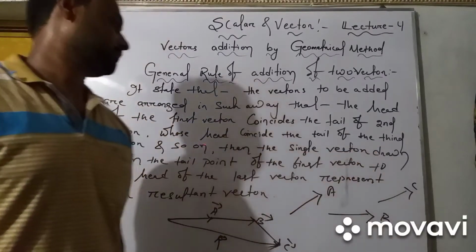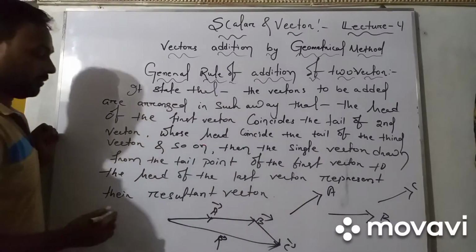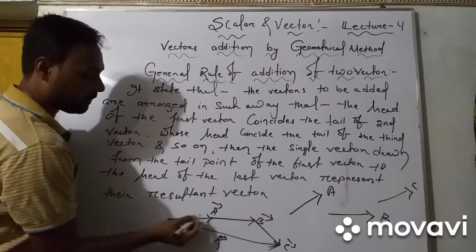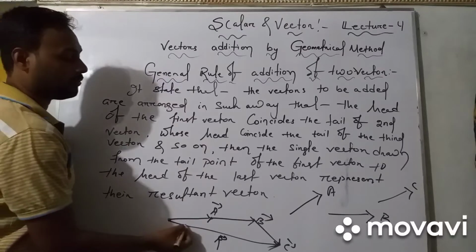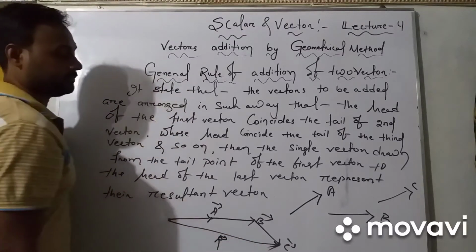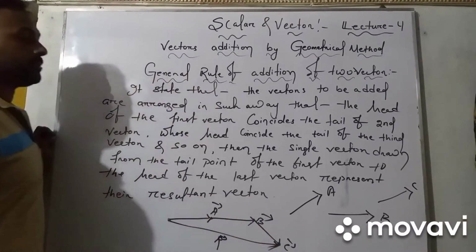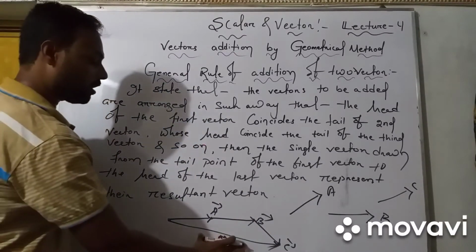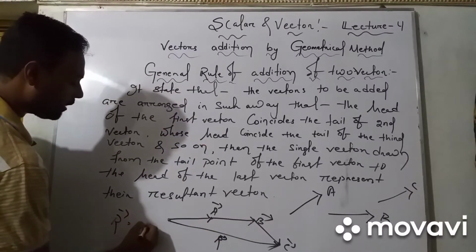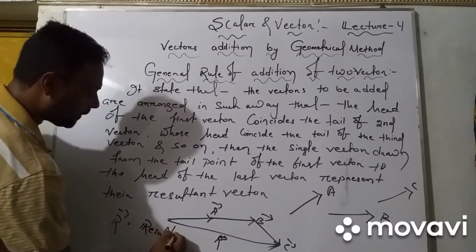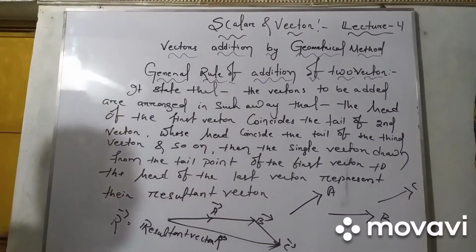Then the single vector drawn from the tail point of the first vector to the head point of the last vector, that vector we call the resultant vector. We represent it as the resultant vector. Clear? So this is the general rule.